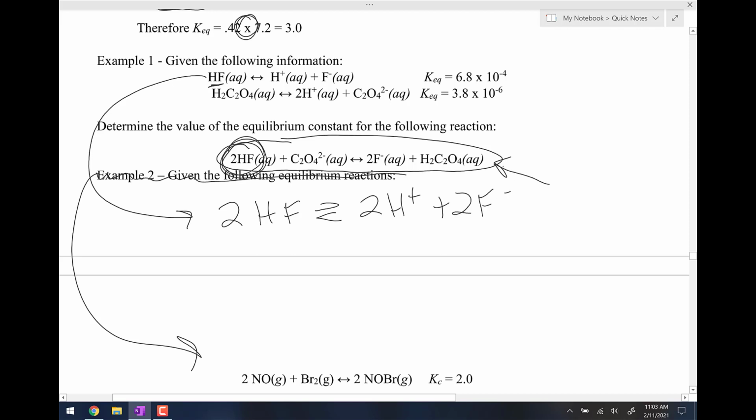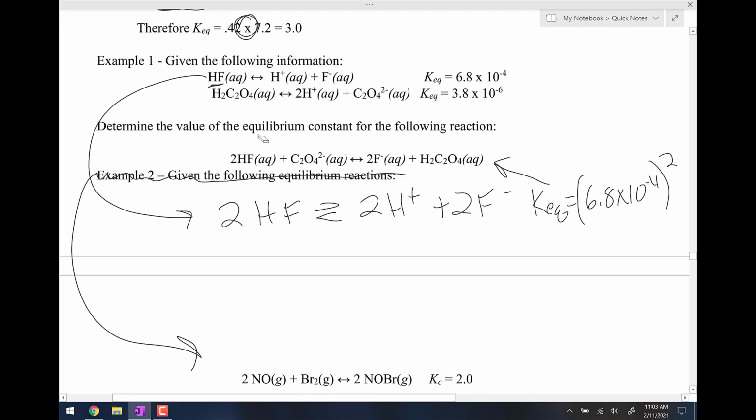But notice when I double HF, I double everything in that equation. Now, what does that do to my equilibrium constant? Again, I don't really care about the answer yet, but I know that because I doubled everything, I have to square the equilibrium constant. Okay, let's keep going. So we've got HF taken care of.